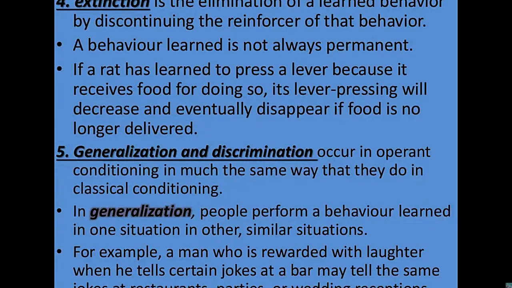Generalization and discrimination occur in operant conditioning in much the same way that they do in classical conditioning. In generalization, people perform a behavior learned in one situation in other similar situations. For example, a man who is rewarded with laughter when he tells a certain joke at a bar may tell the same jokes at restaurants, parties, weddings, and receptions.